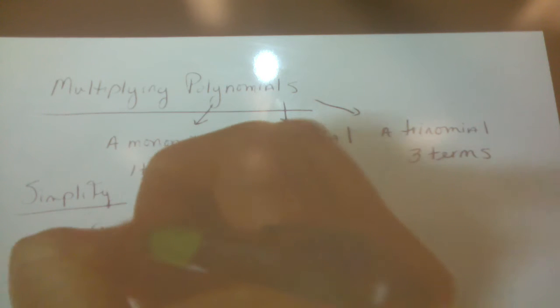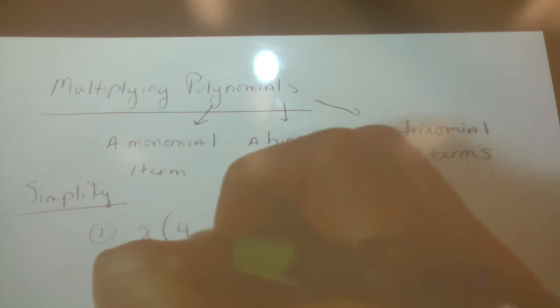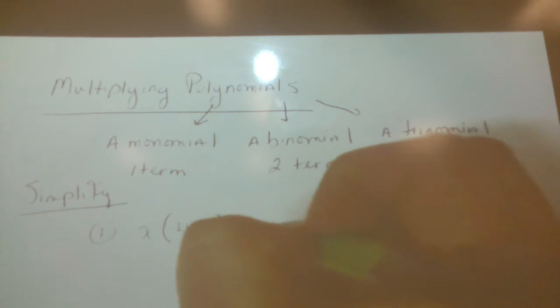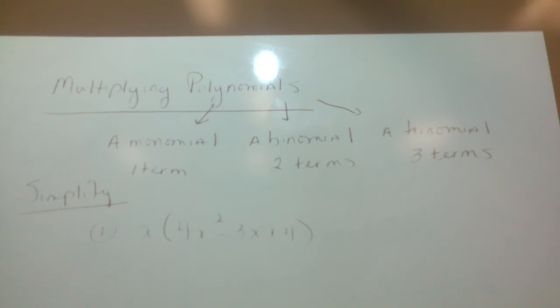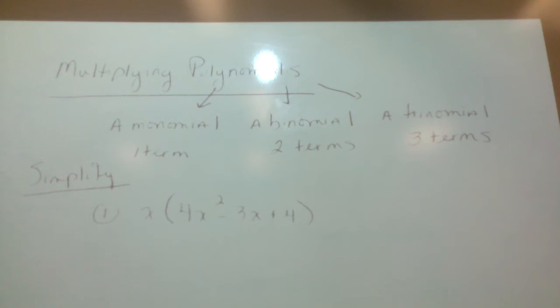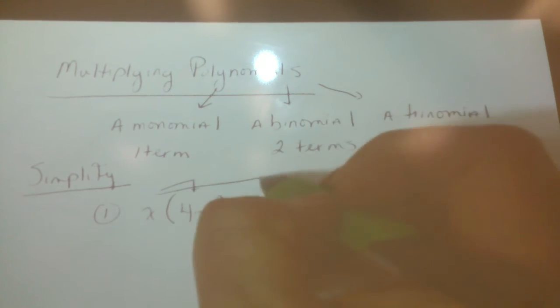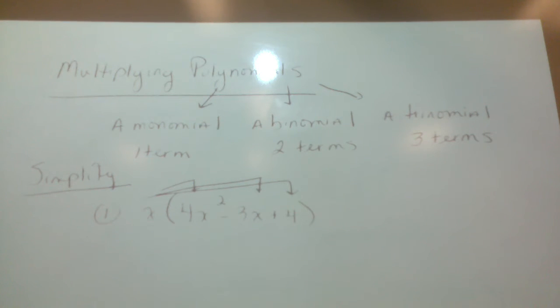So let's take a look at an example. The directions will say simplify. Number 1, I've got x times 4x squared minus 3x plus 4. So my monomial is the x, that's the 1 term, and then I've got a trinomial, which is 4x squared minus 3x plus 4. I'm going to take this monomial and multiply. We're actually distributing. We're used to distributing just a number, but in the advanced part of Algebra 2, we are multiplying a variable, or the product of a number and a variable.